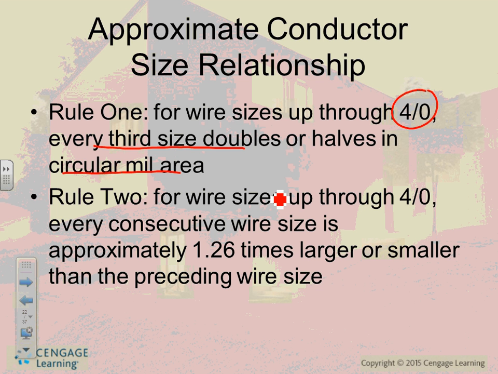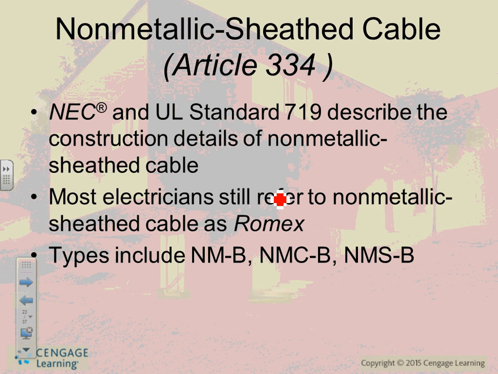Rule of thumb: for wire sizes up to 4 odd, every consecutive wire size is approximately 1.25 larger than or smaller than the preceding one. So 1 odd and 2 odd: 2 odd is 26% larger than 1 odd in circular mils. Do you need to know that? No. They're just a couple of rules of thumb. So that's basically it in terms of rules of thumb.